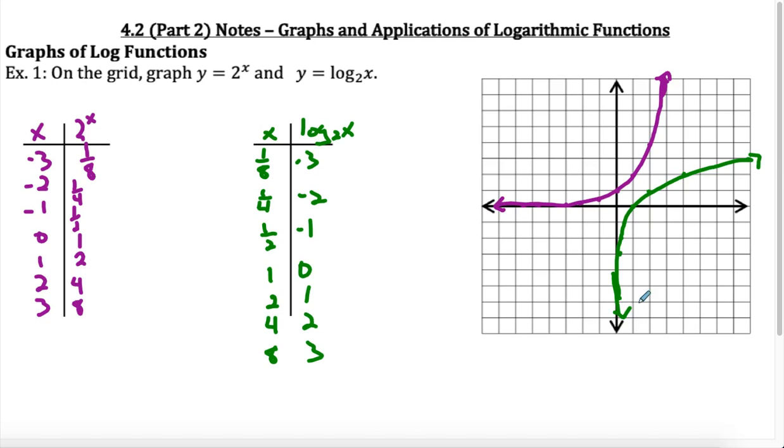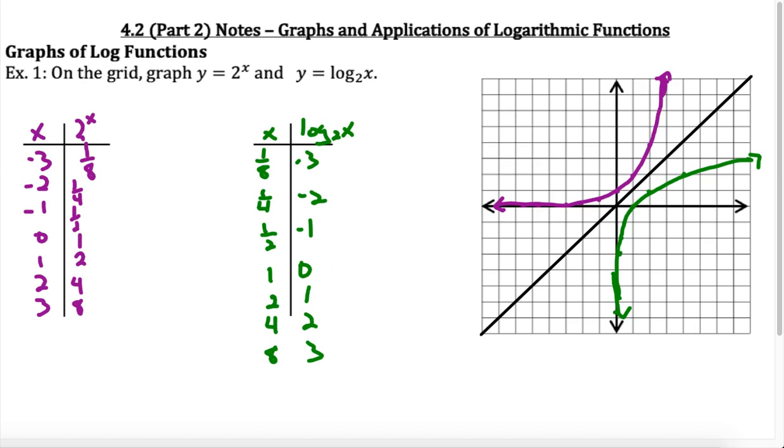Now, also remember that when we talked about inverses before, they are reflections of each other across the line y equals x. And hopefully we can see that if we put that line y equals x in here, these are perfect mirror images of each other. That is true of any exponential and its corresponding logarithm.